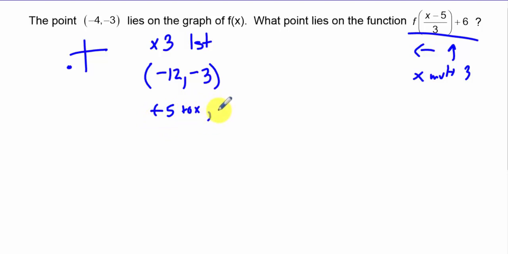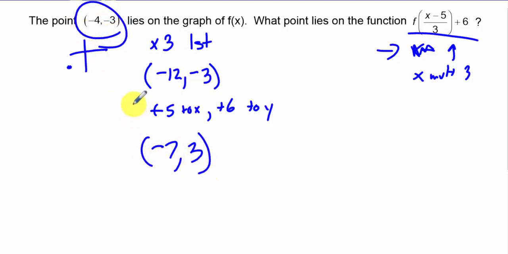And then add 6. I lied over here. This was actually going to the right. Add 6 to the y. And if I do that, I'm at, what is that, (negative 7, 3). And that's where this point would go. So again, instead of translating first and then multiplying, we multiply, then translate.